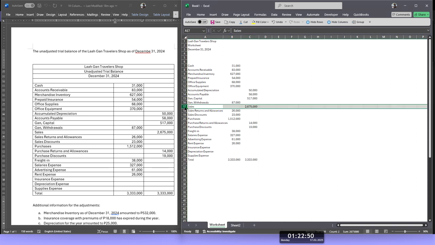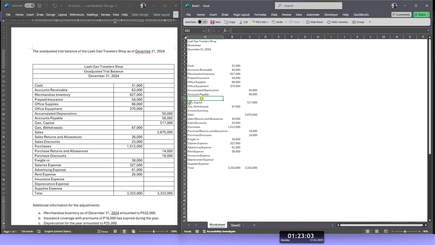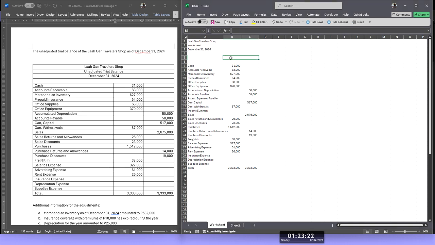And then, so I will insert here the income summary because it is an equity account. And then I will also insert here the accrued expenses payable account. And then, so this is the unadjusted trial balance.